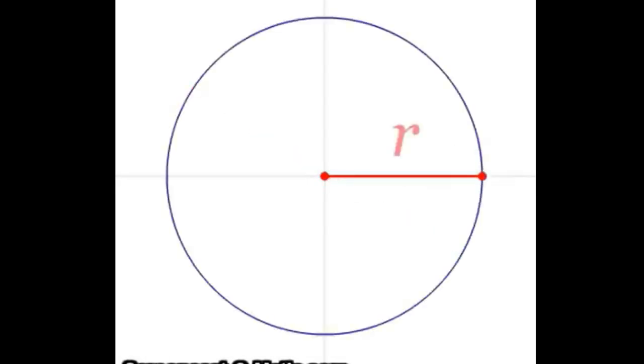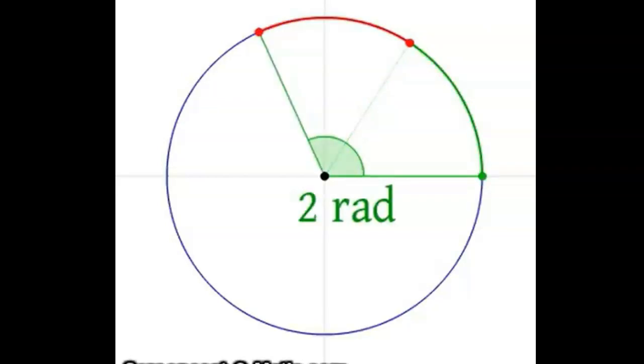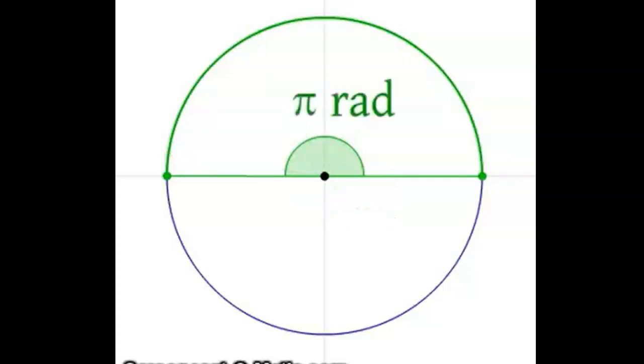We start with a circle of radius r. We take that radius distance and wrap it around the circle. The angle formed by that radius distance is 1 radian. Since the circumference of a circle is 2 pi r, there should be 2 pi radiuses in a circle. So halfway around the circle, we would expect 1 pi radian, and around the entire circle, we would expect 2 pi radians.